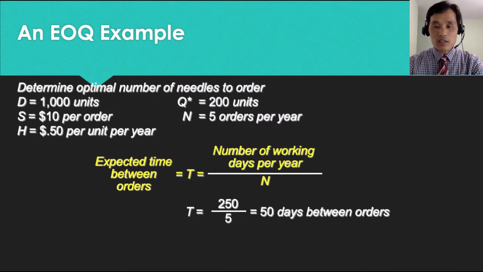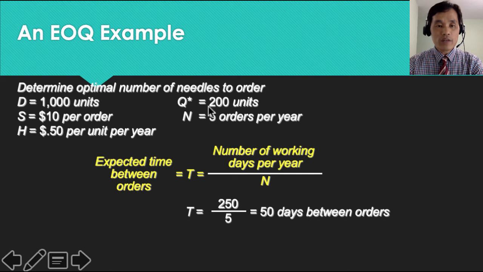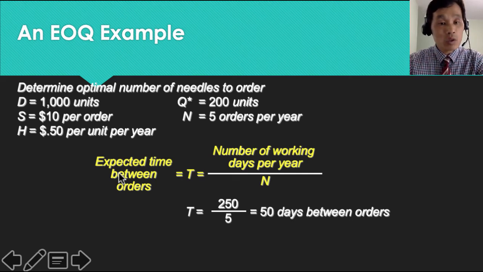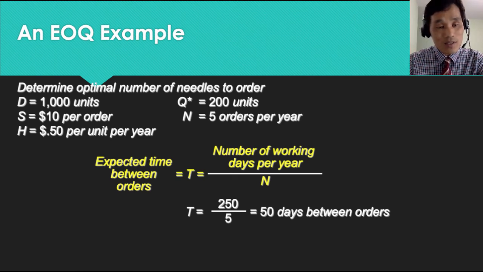After doing that, you can also find N. After finding N, you can find T. T is the expected time between orders. So when you are ordering 5 times per year, what does that mean? You have 12 months per year, so you can divide 12 months by 5 times, and it's going to be 2.5. So that's 2.5 months. Every 2.5 months you are going to order.